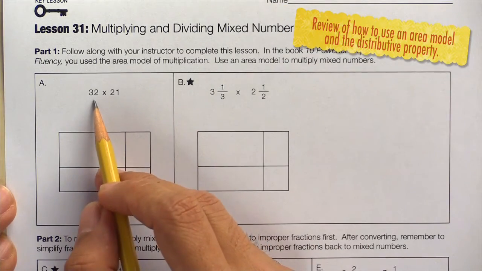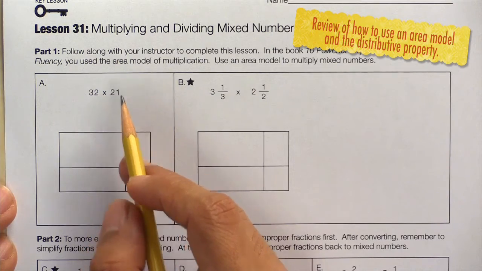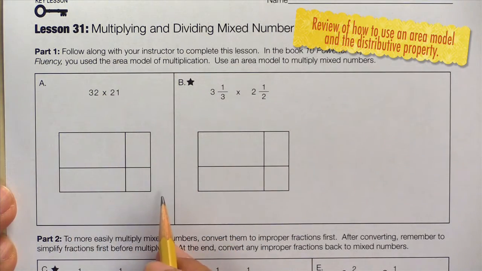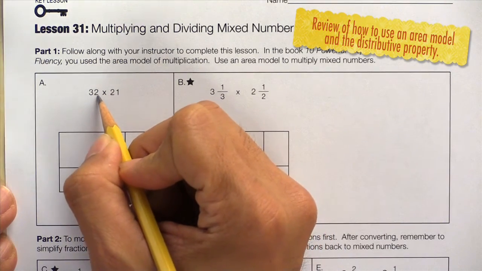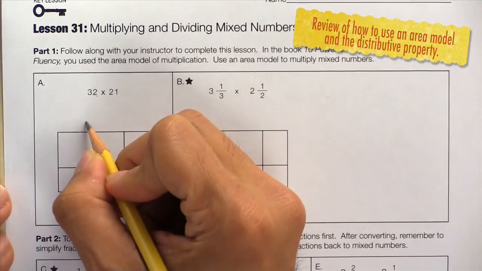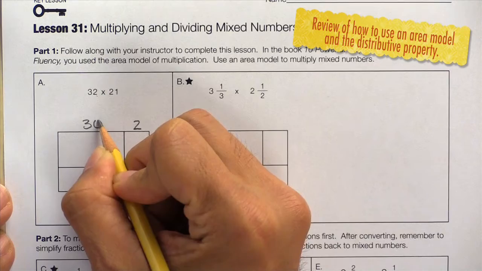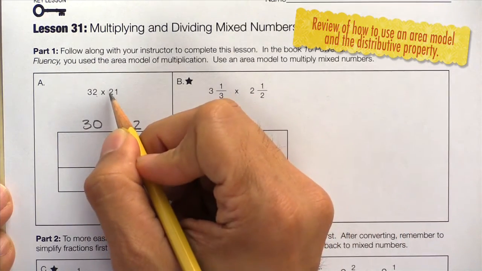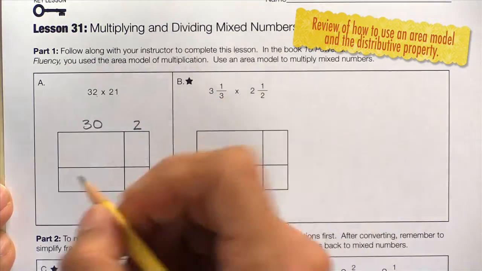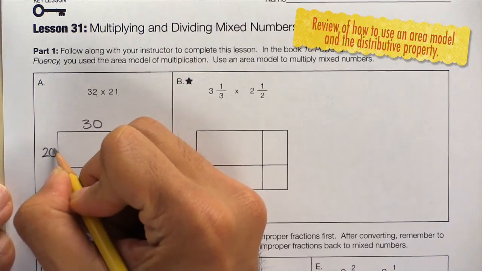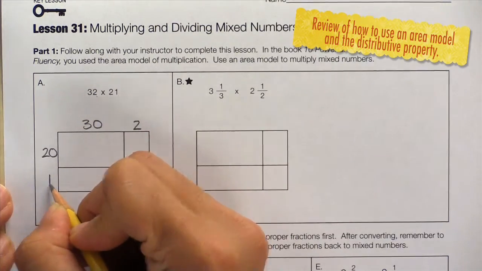Take a look at box A. Here we have the problem 32 times 21. So let's solve this using an area model. 32 can be broken up into 30 plus 2. So write it down just like this. 21 can be broken up into 20 and 1.